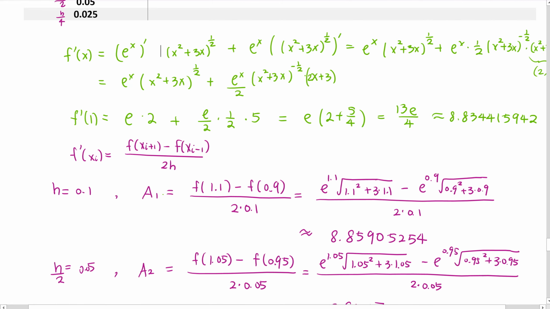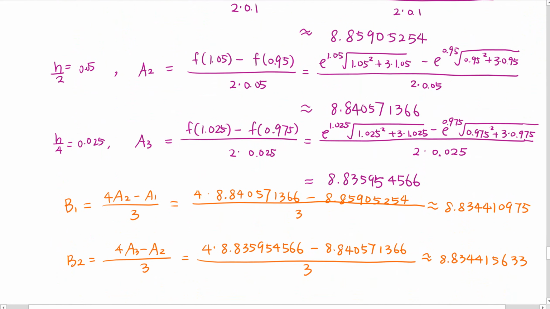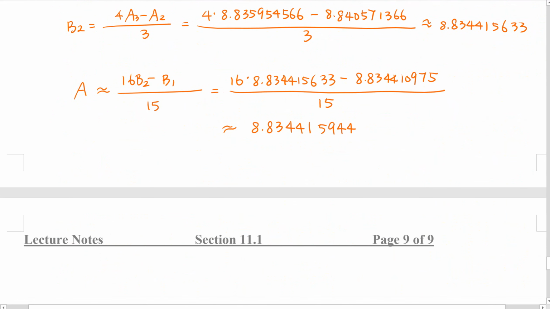Yeah, I hope this last example can show you, wow, this method is really cool. It can help us to approximate our answer to, wow, a lot of digits.